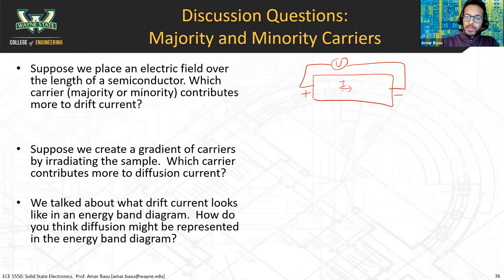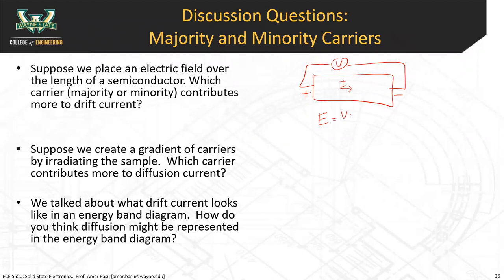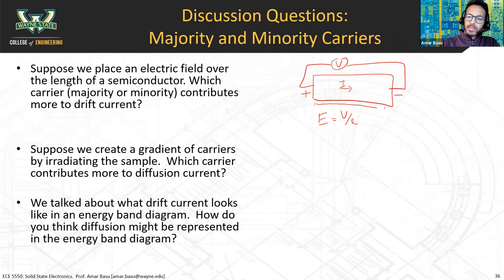So if we take this example, like last time when we did this example with the voltage source over a semiconductor, we said that the electric field is equal to the voltage divided by the length of the semiconductor. The length is right here. E is equal to V over L. And so the electric field is going to be the same everywhere in the semiconductor.